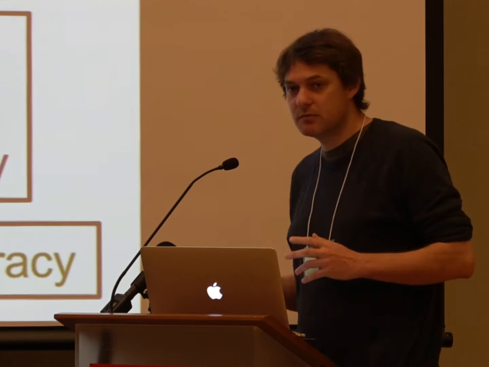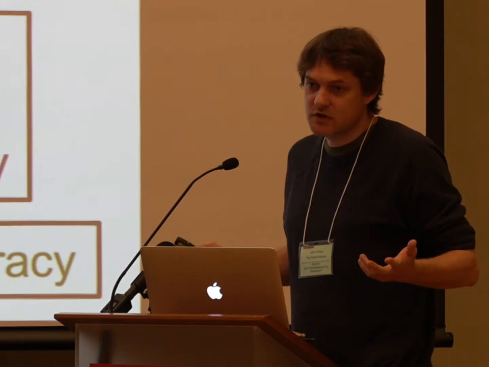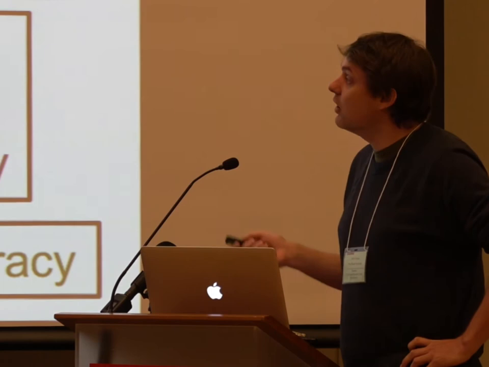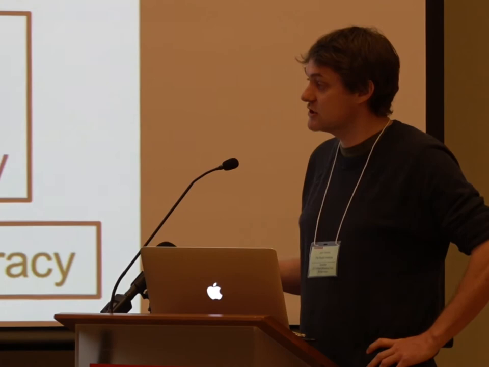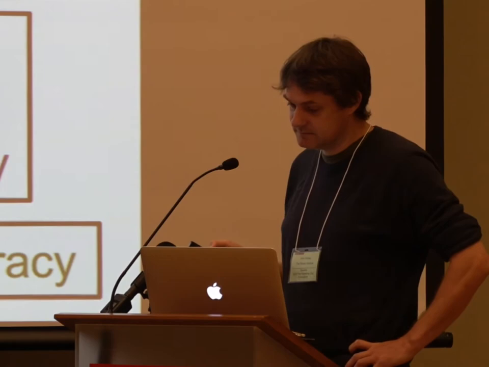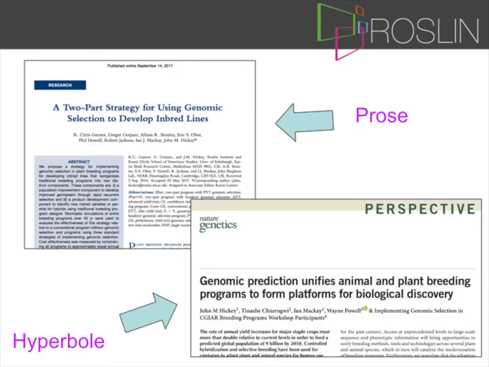So your genomic selection training set with millions of individuals, if you're a large breeding program, would become a very powerful GWAS discovery set. And all of this stuff basically collapses into the three clichéd versions of what genomic selection can do. It can reduce your cycle time, it can increase your selection intensity, and it can increase your accuracy. So I'm going to talk about a simulation study we did recently, which we called a two-part strategy for using genomic selection to develop inbred lines. If you want the full details, you can read the prose in Crop Science, or you can read the hyperbole in Nature Genetics.